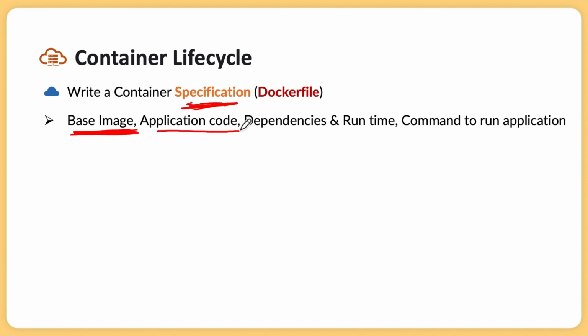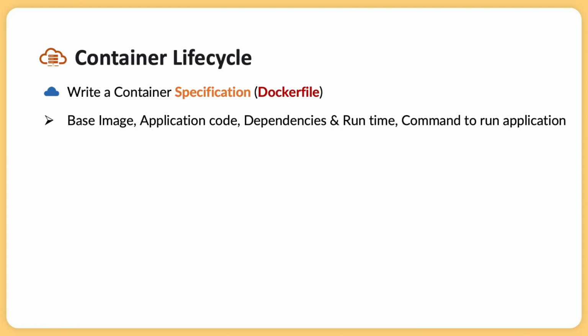Second, we include the application code itself. For your application code, we need to define how it will get it. Maybe it will get it from your local system, maybe it will clone it from a remote system. So we define the application code. Then we also define how to install and run the dependencies. These application codes depend on some dependencies, right? So we also write code there for how it will install and run these dependencies. And finally, how to start your application. So these four things we define in the container specification.